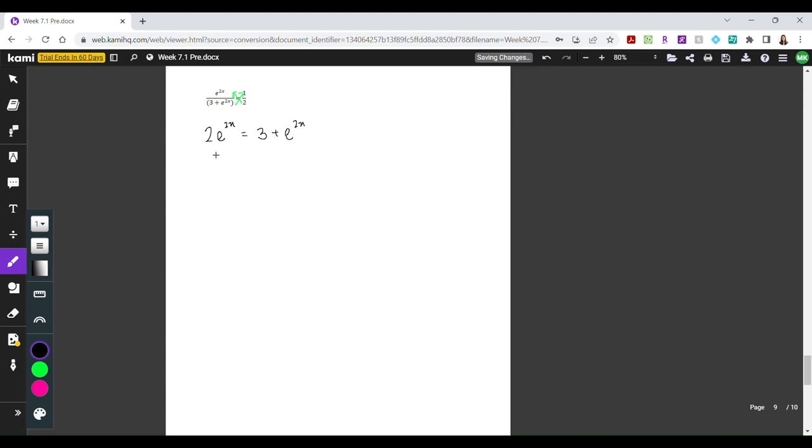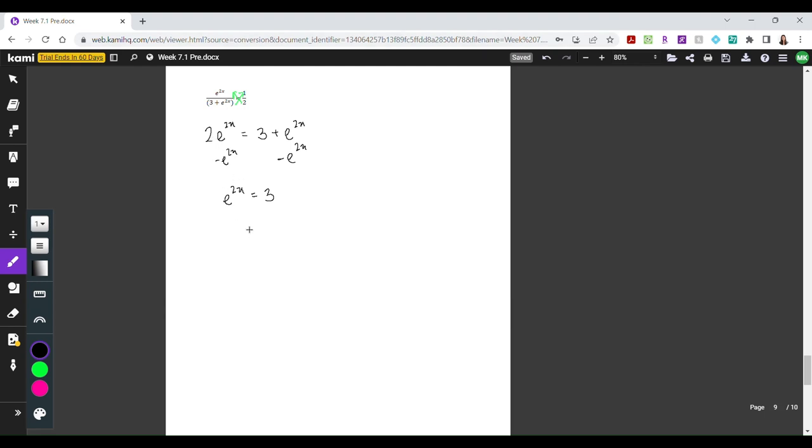Oh, look! Now, if you notice, because they are e to the power of 2x, e to the power of 2x, these are like terms. So we are going to subtract e to the power of 2x from both sides of the equation. Okay? Now, this is going to give us e to the power of 2x equals 3. See that? Because 2 minus 1 equals 1.